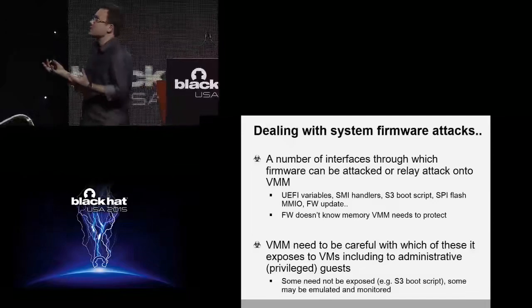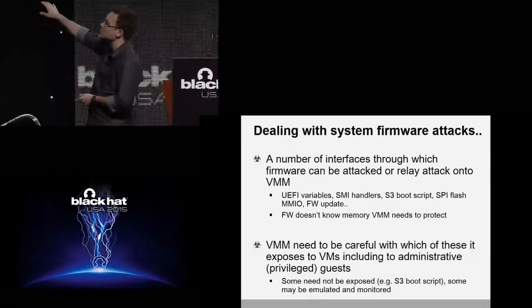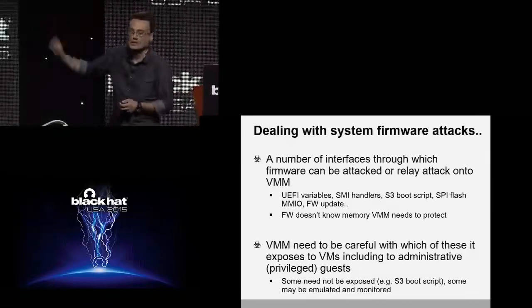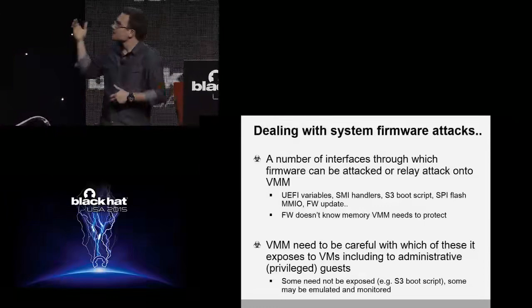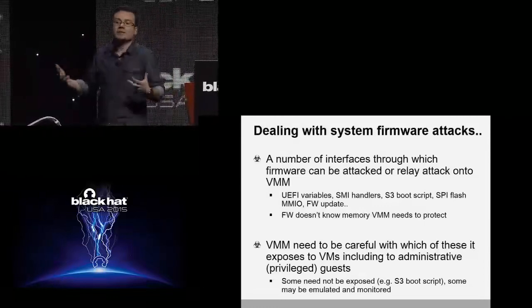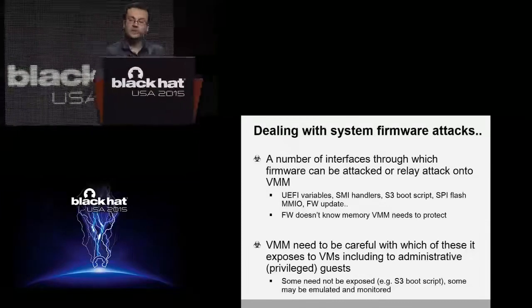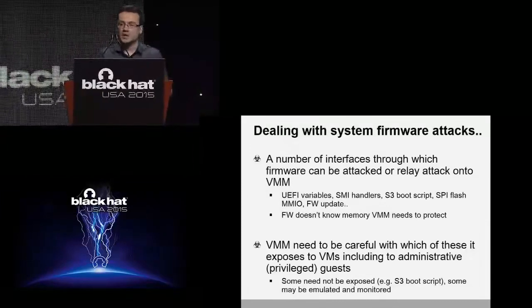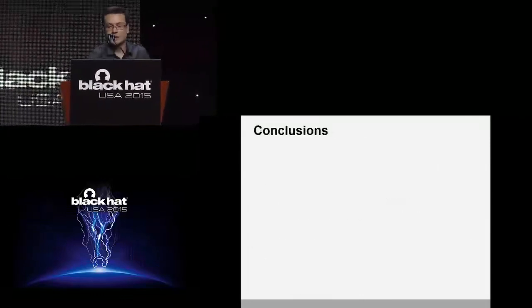Now, how do we deal with the firmware attacks? There are a number of interfaces through which firmware can be exploited: UEFI variables, SMI handlers, S3 boot script, the SPI flash and memory mapped IO, and so on. In certain cases, the firmware doesn't know the page is protected by the hypervisor. So VMMs need to be very careful with which interfaces they expose to guests, including the privileged guests.